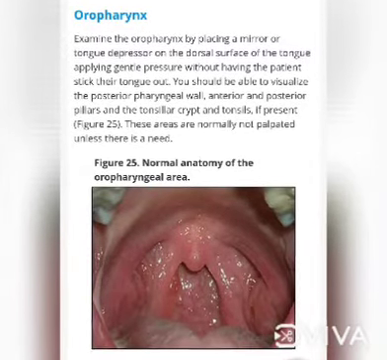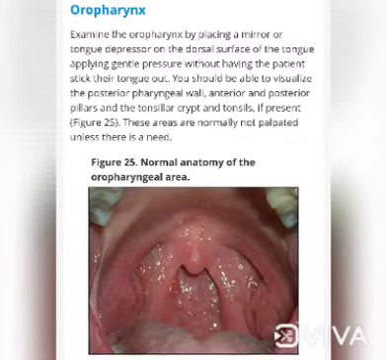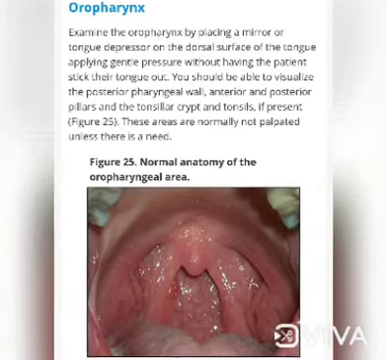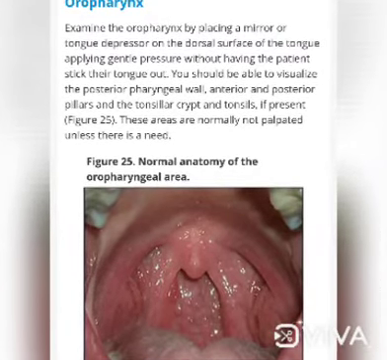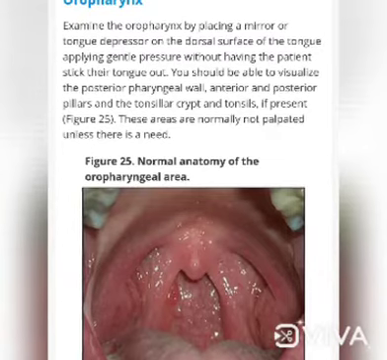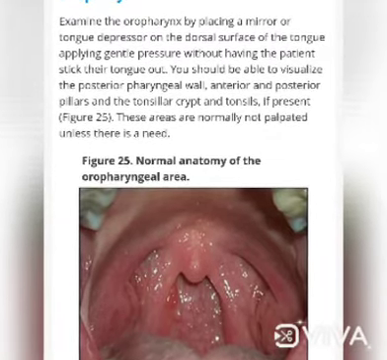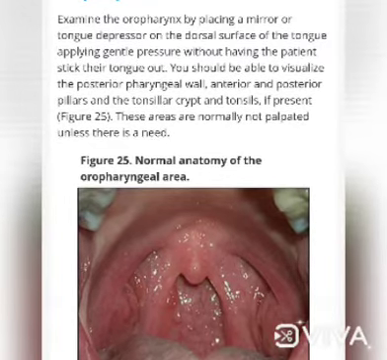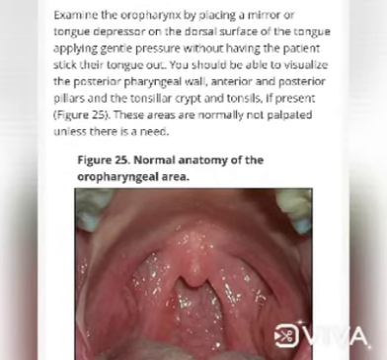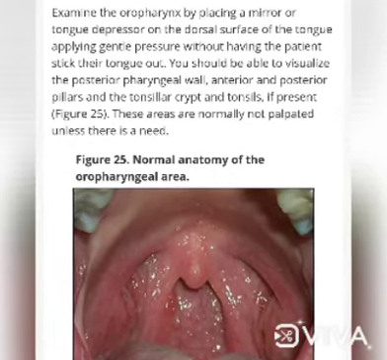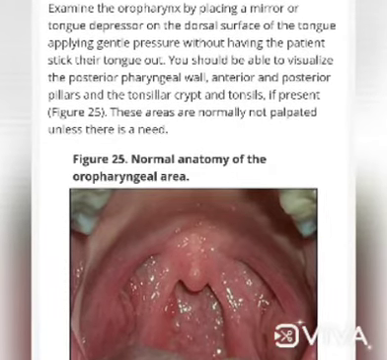For the next examination, we have to place a mirror on the patient's tongue and the depressor on the dorsal surface of the tongue, applying gentle pressure without having the patient stick their tongue out. We should visualize the posterior pharyngeal wall and the anterior and posterior pillars of the tonsillar crypts of the tonsils, and these are normally not palpated unless there is a need.